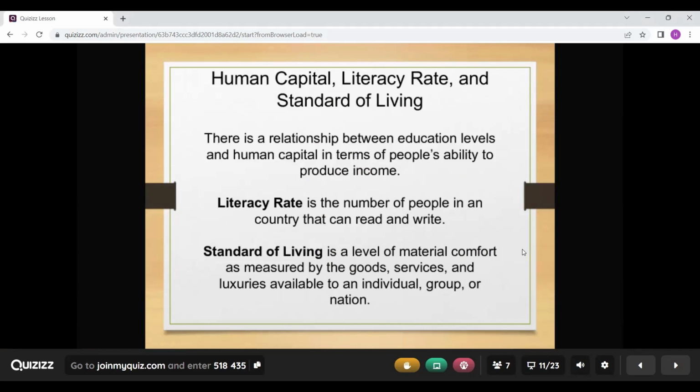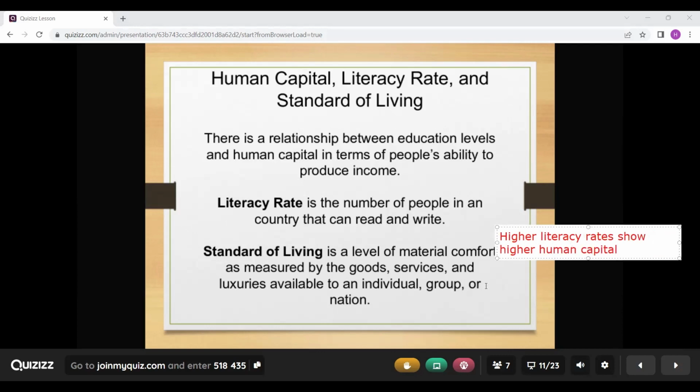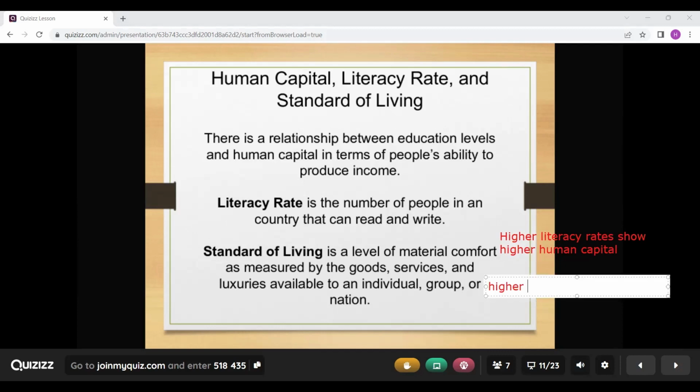So human capital, literacy rate and standard of living. Education levels in human capital are very important to producing more income. Literacy rates are a very good measure of the amount of human capital. If we have a very high literacy rate, there's likely a lot of human capital. So higher literacy rates show higher human capital. And usually higher human capital correlates with higher standard of living.